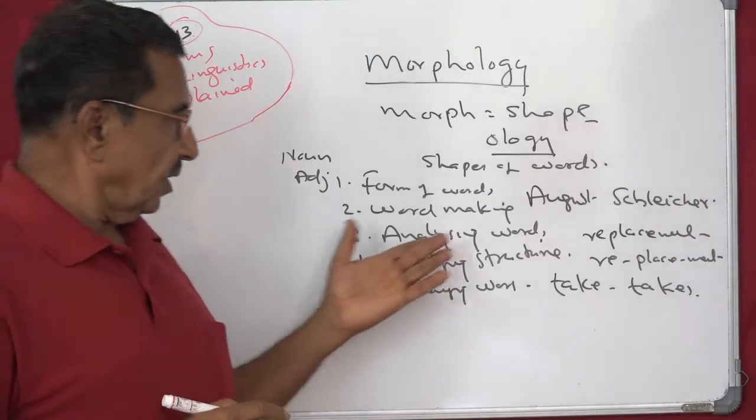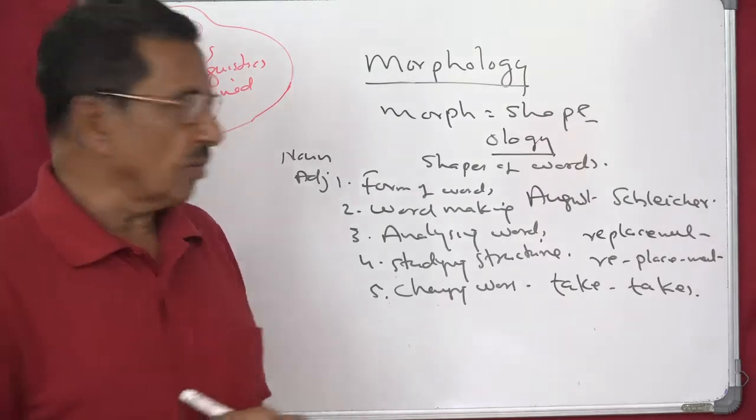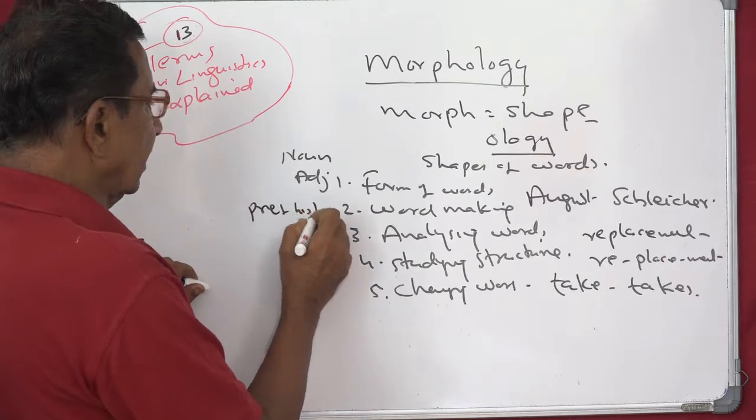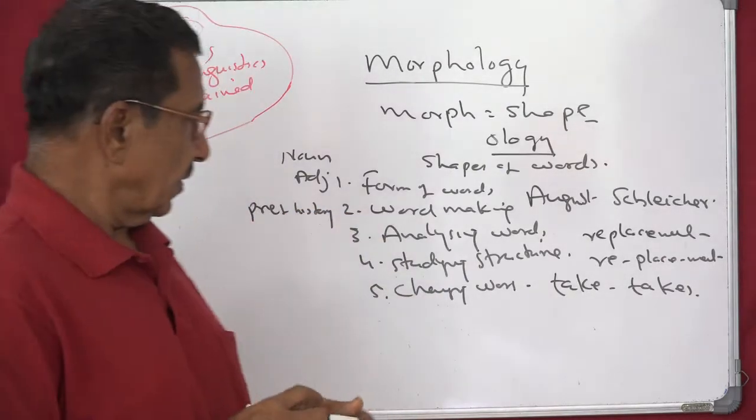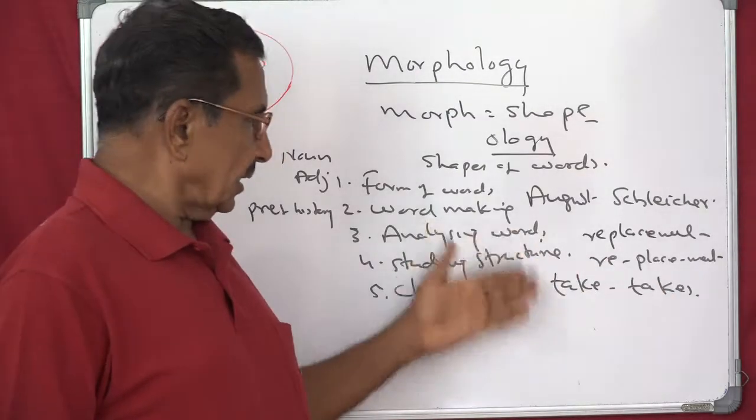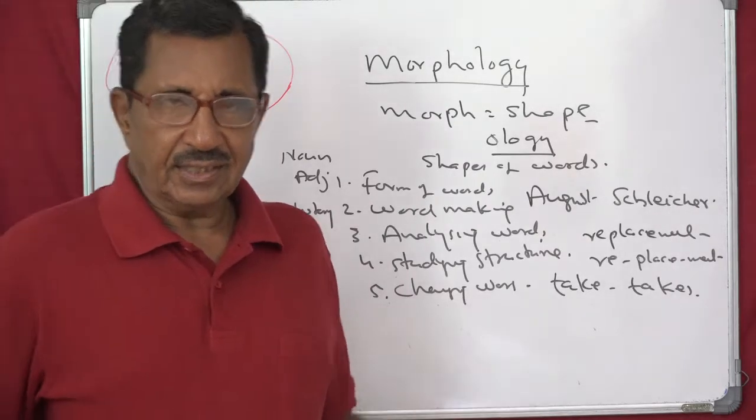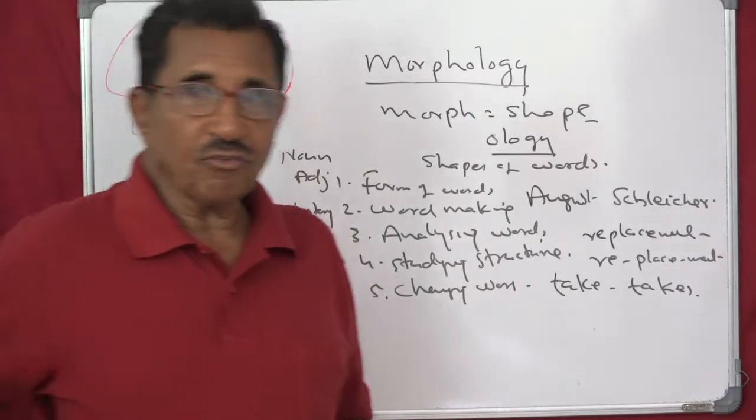Then we have got the word making. So you can make words with, as I already told you, if you have got the pre plus history. Both these you have. So you put them together, you make it words. Then analyzing, replacement, studying the structure, and changing the word. So changing the word, that is especially in grammar we find. And that we call inflection.